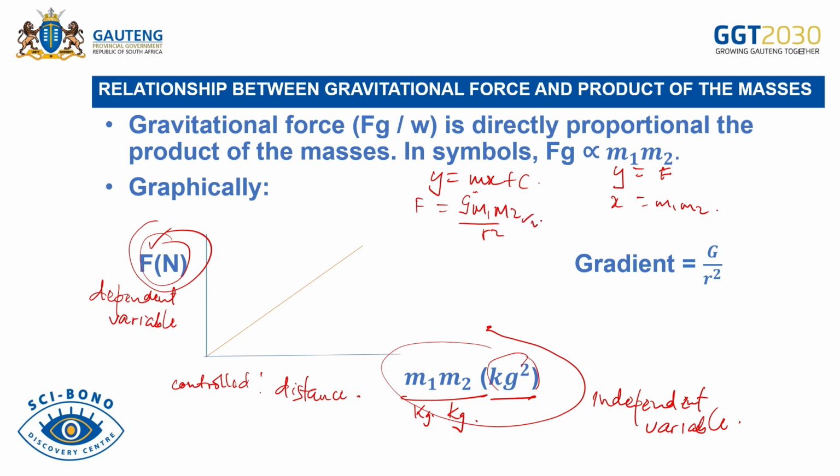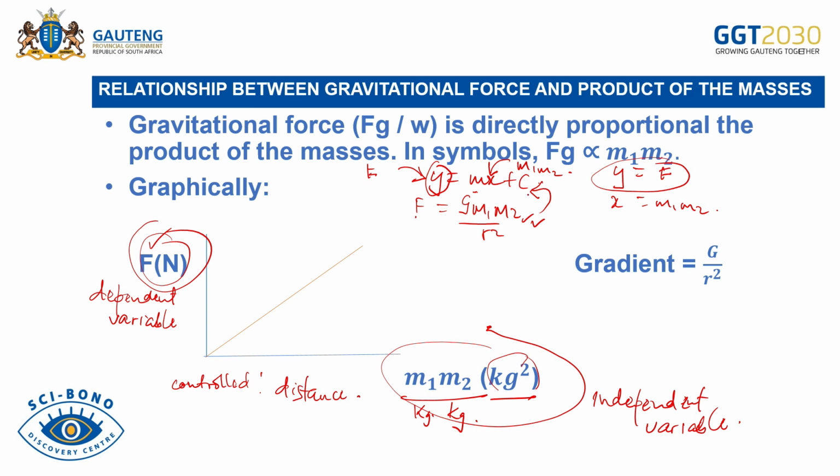What are you supposed to do? You have to manipulate this equation into the form y equals mx plus c, making sure that your y is the force and your x is the product of the masses. So let's start. I have F equals G m1 m2 over r squared. F is already my y, the subject of the formula, so there's no need for me to change it.